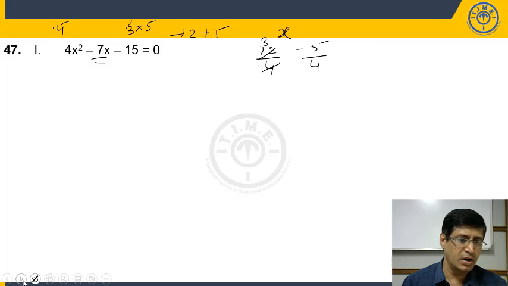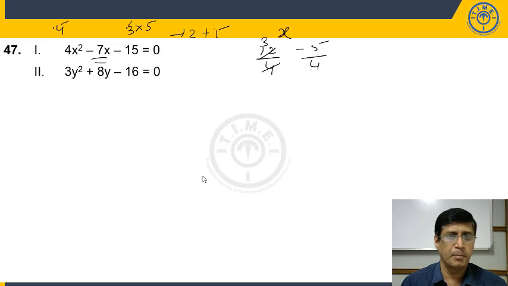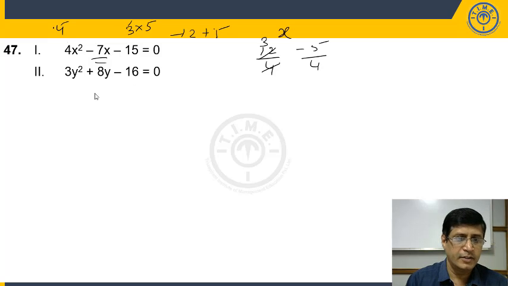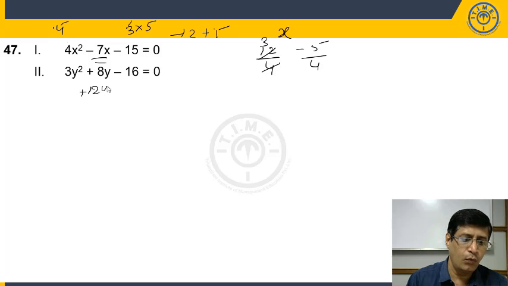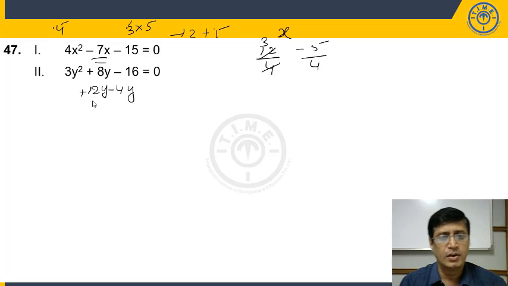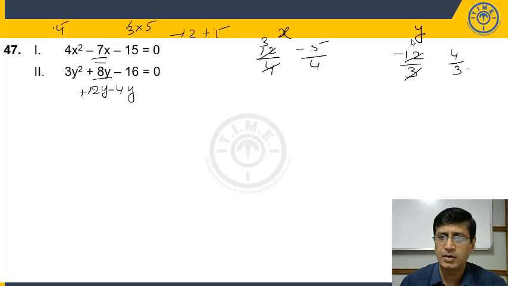What about the other quadratic equation here? 3y square plus 8y minus 16 is equal to 0. Now what are the roots of the second quadratic equation? Minus 16 and plus 3 means minus 48. The factors we get are 12y and minus 4y, and the sum of these two satisfies the middle term. So the roots of the second quadratic equation are minus 12 by 3 and plus 4 by 3. Now simplify this.